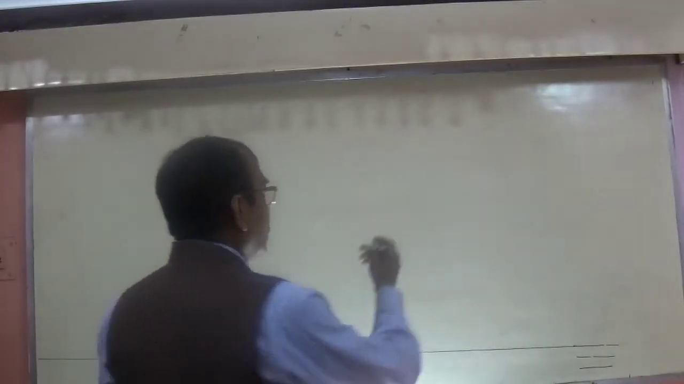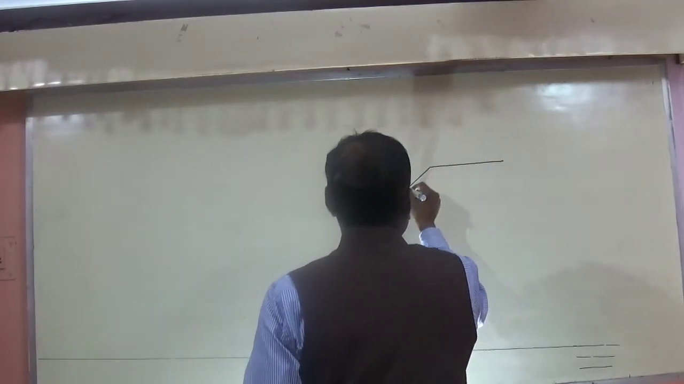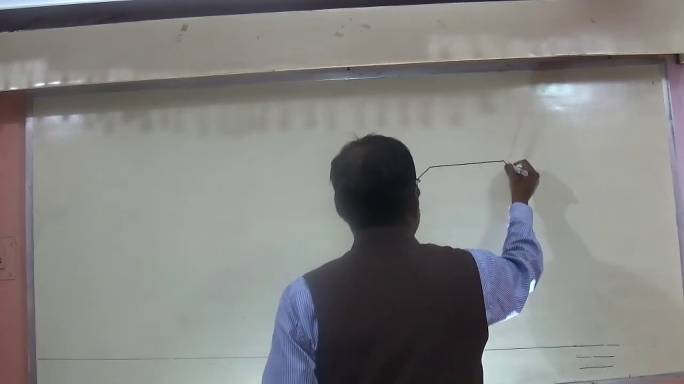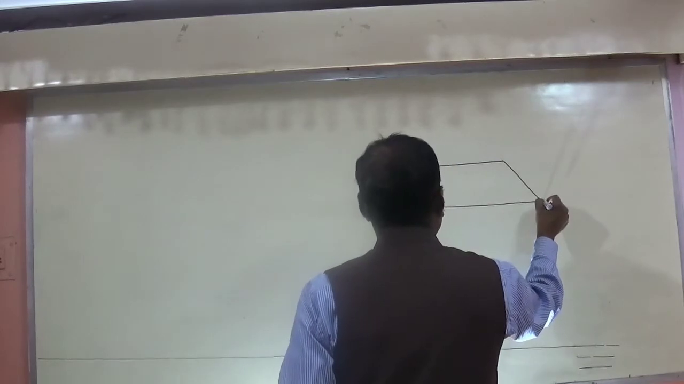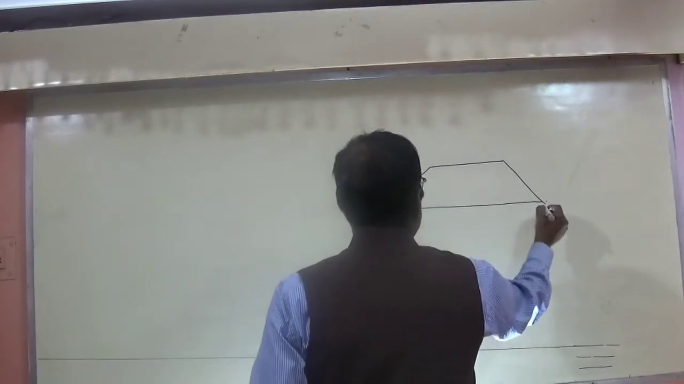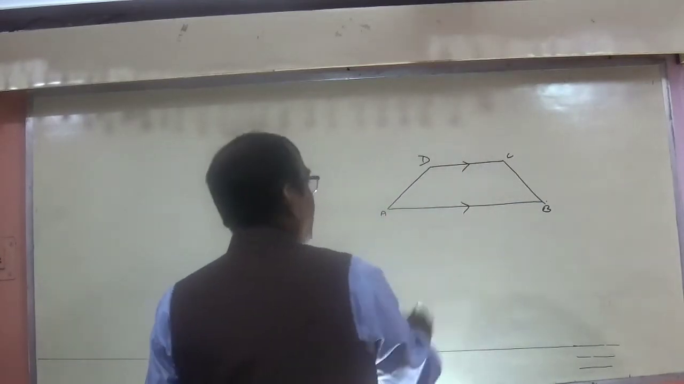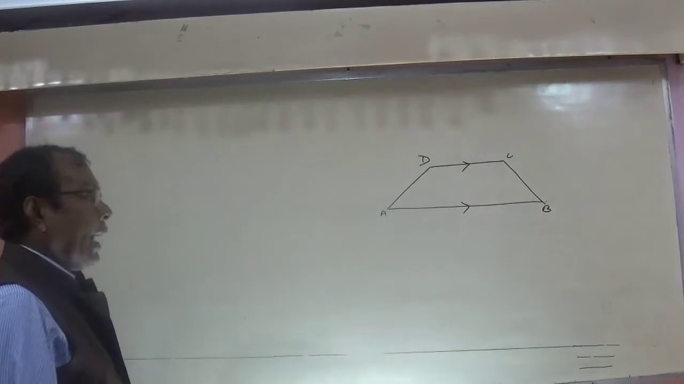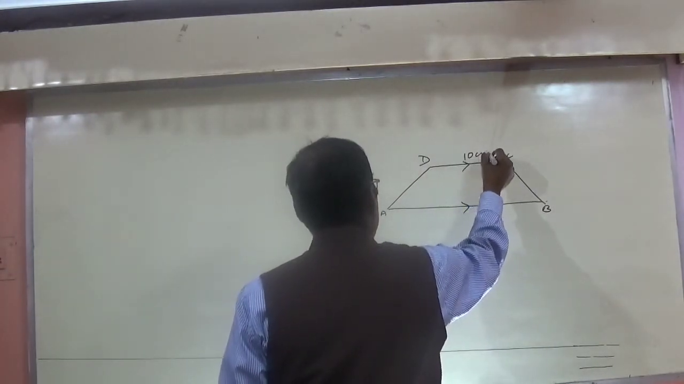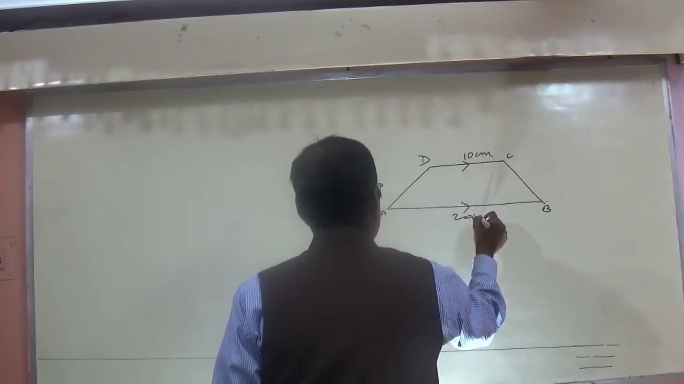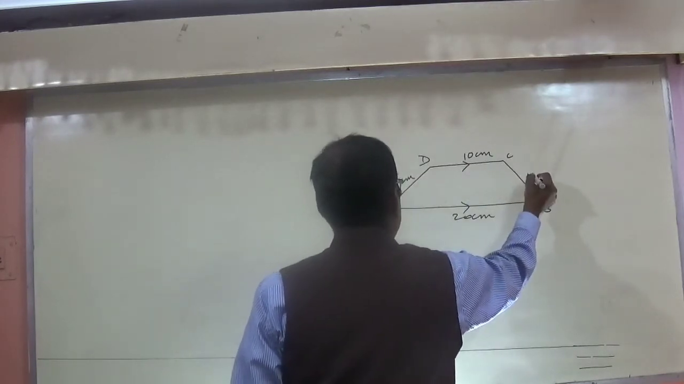Here a trapezium is there. I am going to sketch the non-parallel sides in such a way that they look equal. Here ABCD is a trapezium in which AB is parallel to CD, and the parallel sides are each of length 10 centimeters and 20 centimeters. The non-parallel sides are both equal, so each is 13 centimeters.